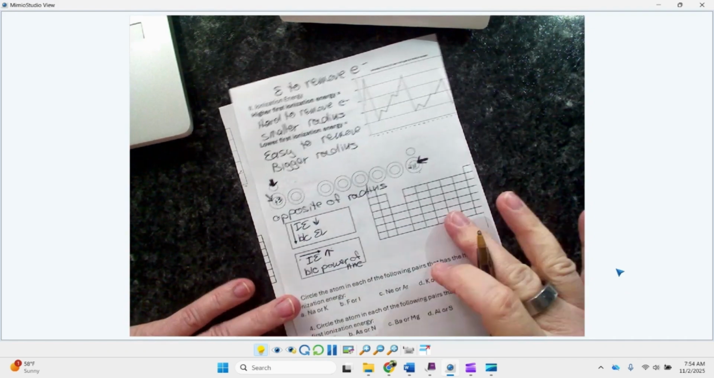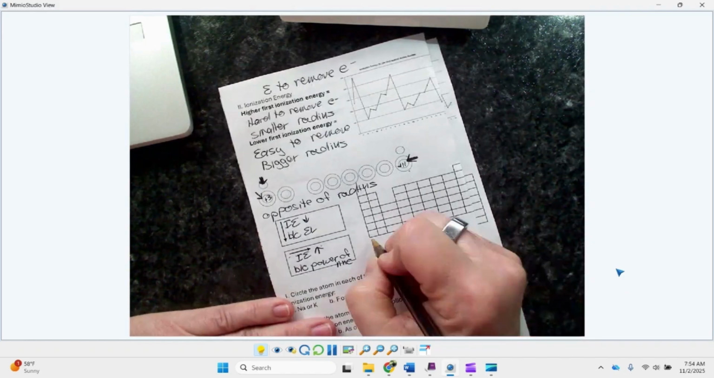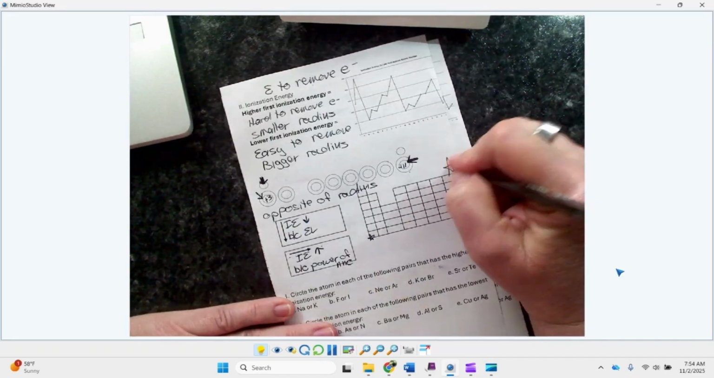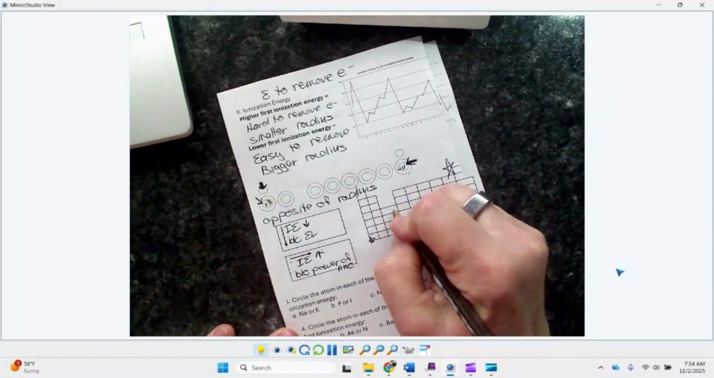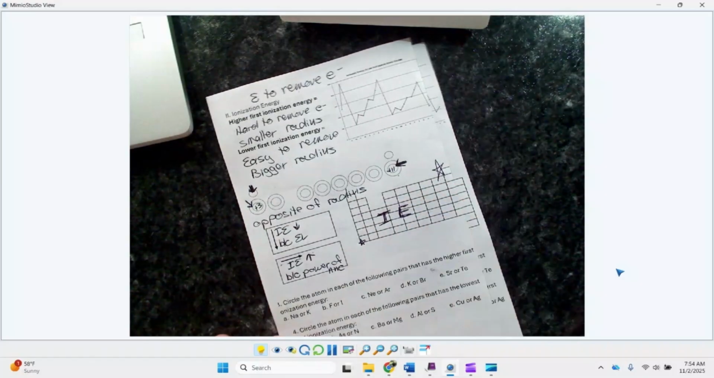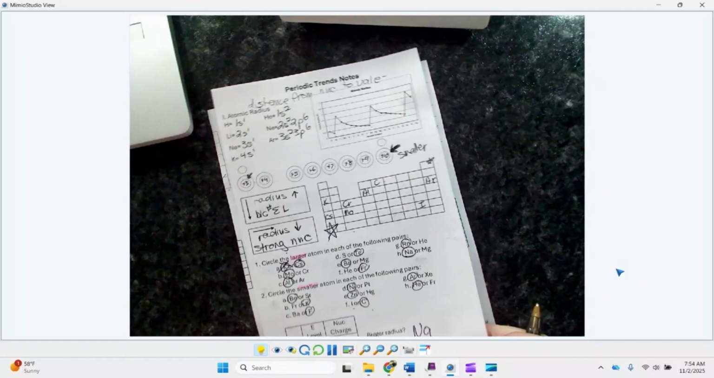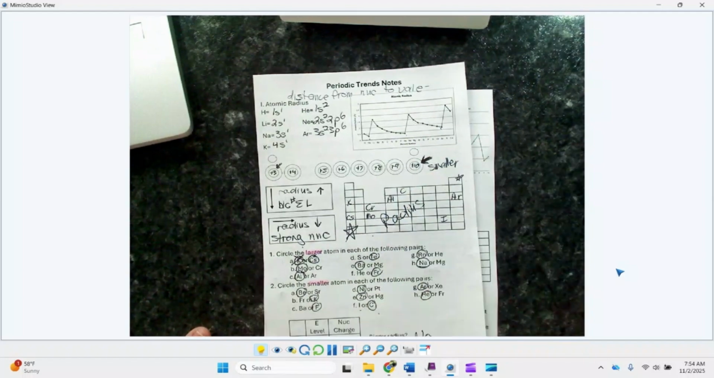So the atom with the smallest ionization energy, easiest to remove, is our biggest atom, and the atom hardest to remove is going to be helium because it is the smallest. So that is our pattern for ionization energy. Whereas the pattern for radius is the opposite.